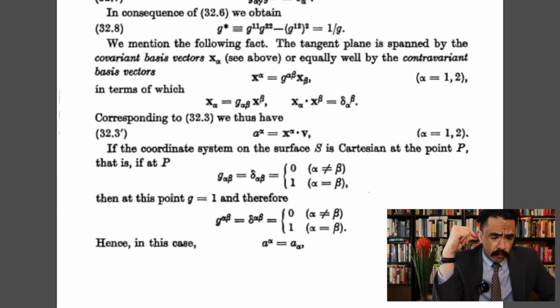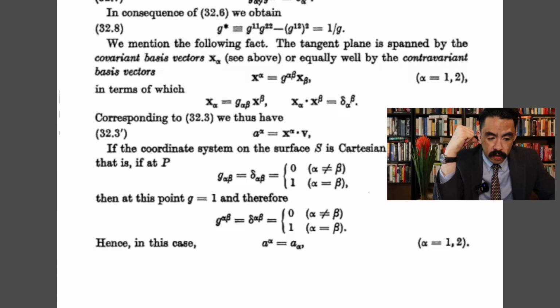If the coordinate system on the surface capital S is Cartesian at the point capital P, that is, if at capital P, g sub alpha beta equals the Kronecker delta with a subscript alpha beta, which is equal to 0 when alpha does not equal beta and 1 when alpha does equal beta, then at this point g equals 1, and therefore g superscript alpha beta equals Kronecker delta with a superscript alpha beta, which similarly equals 0 when alpha does not equal beta and equals 1 when alpha does equal beta. Hence, in this case, a sub alpha equals a superscript alpha, and alpha can be 1 or 2.